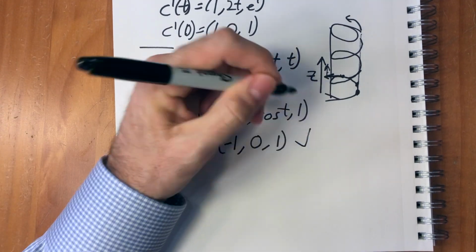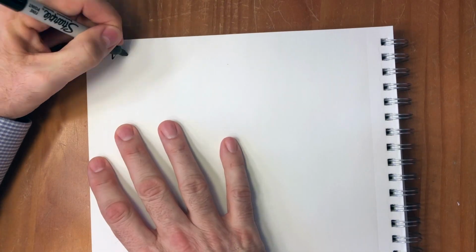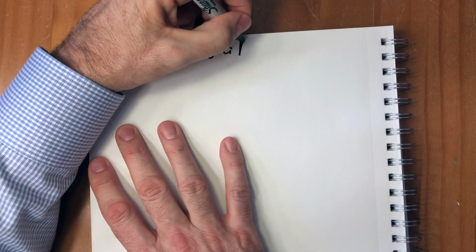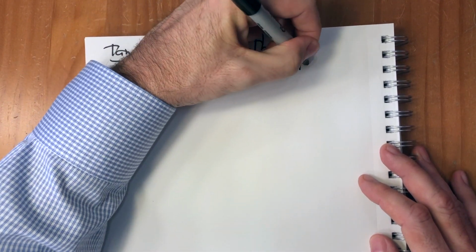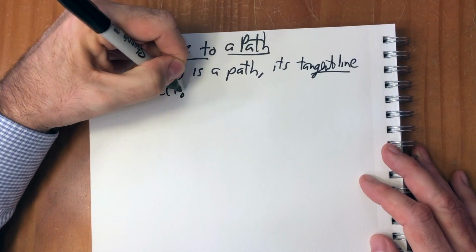Okay, one last thing: the tangent line to a path. If c is a path, its tangent line at t0 is L(t).